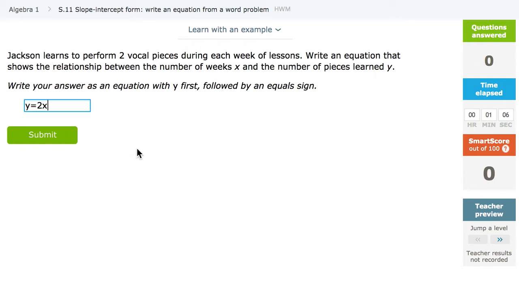So to apply this, let's say he had practiced a total of 3 weeks. If we plug in a 3 here, that is 3 times 2, a total of 6. Yes, he would have learned 6 pieces. 2, 4, 6 pieces. Okay, let's go ahead and continue.